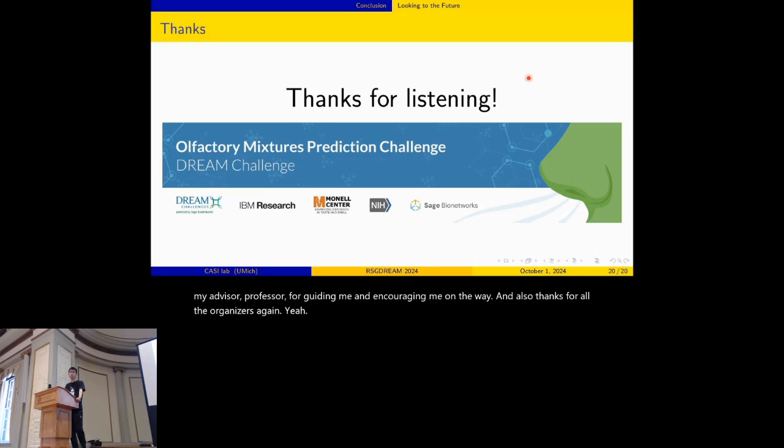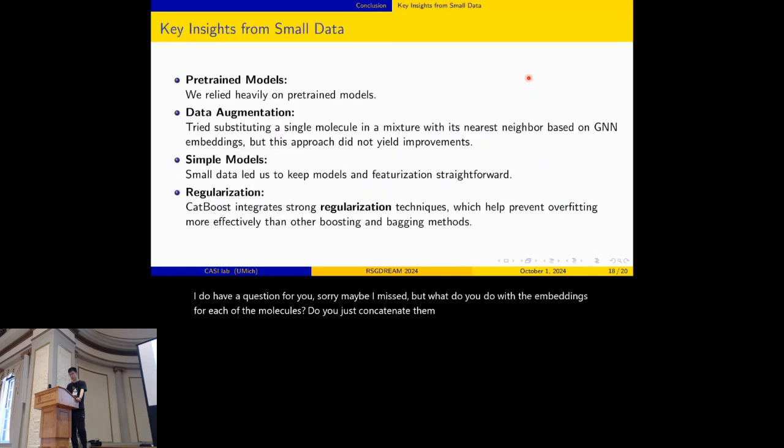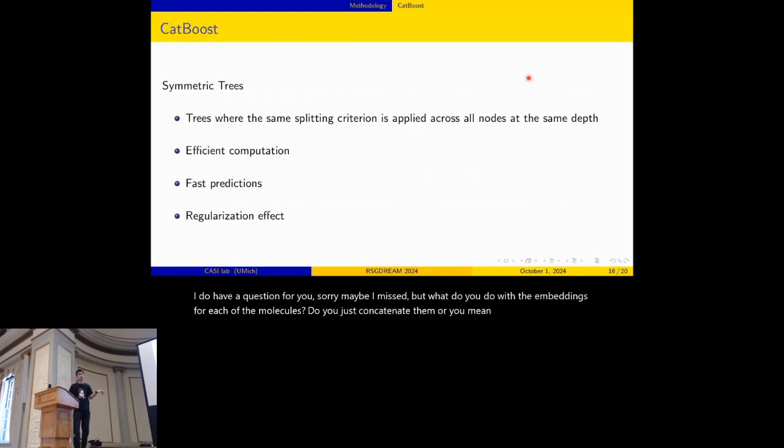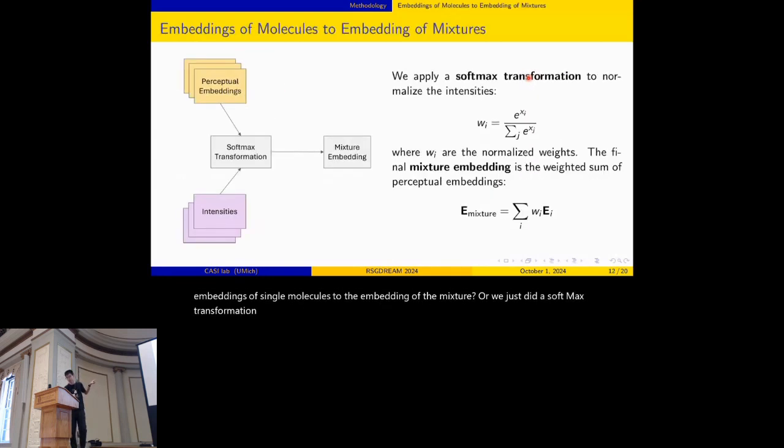I think we have time for a couple of questions. I do have a question for you. Sorry, maybe I missed, but what do you do with the embeddings for each of the molecules? Do you just concatenate them? You mean from the embeddings of single molecules to the embedding of mixtures? Oh, we just did a softmax transformation. Okay, so you do just this sum. Yeah, we just assign higher weight to those molecules which have higher intensity.